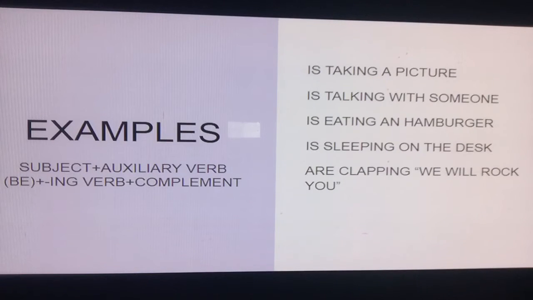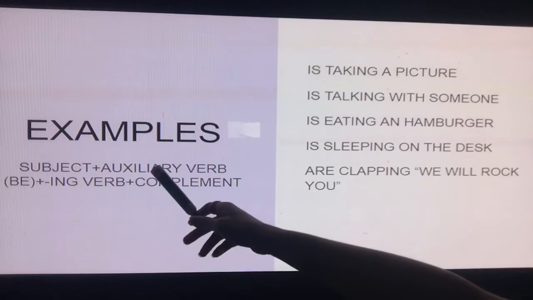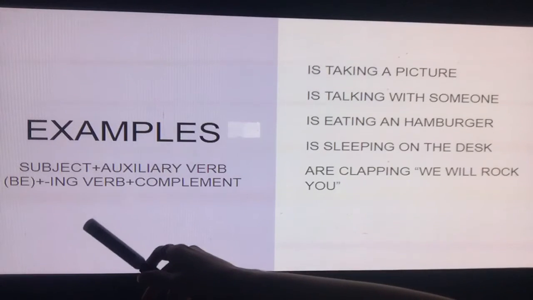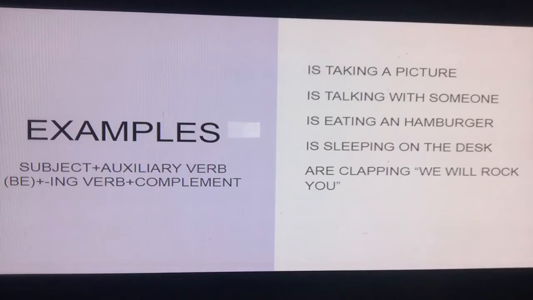And the first thing that we're gonna see is the structure. So what is the structure that we have to use with present continuous tense? So as you can see, we have to use a subject, we have to use auxiliary verbs, and then we have to add the verb to be. Then we have to conjugate the verb in ing form, and then we have to add a complement.